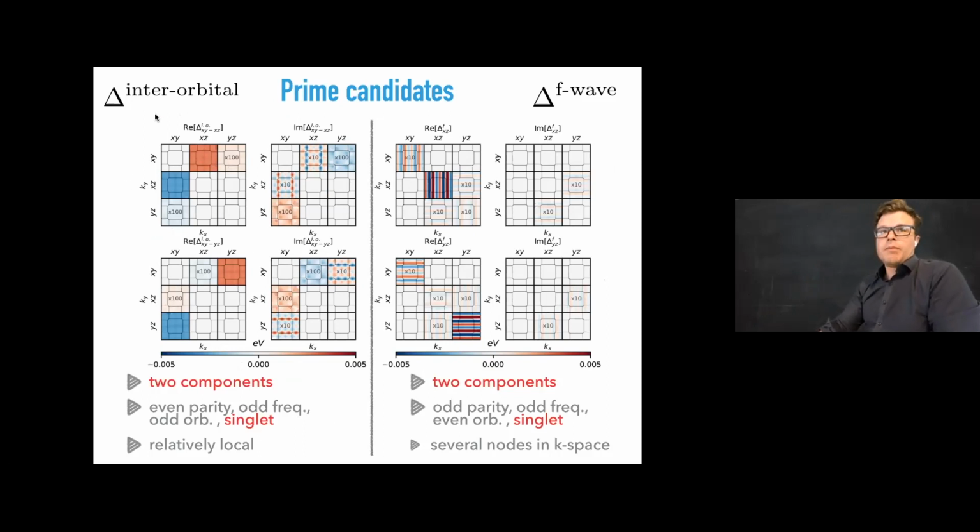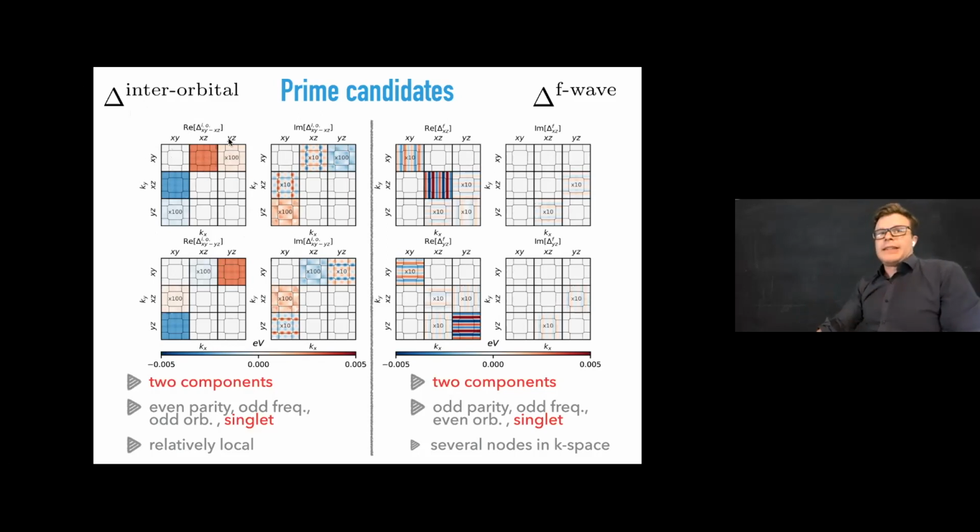So let me guide you through this busy figure here. Both of these candidates actually have two components. And the two components you can see here in these two lines. So the first line and the second line, those are two components. On the left-hand side and right-hand side, for both of them, I plot the real part and the imaginary part. And as we are in a three-orbital system, these gap functions, of course, have an orbital index. And this orbital index we represent here by this matrix representation of the gap function. And each of these patches then gives you the momentum dependence of these gap functions respectively.